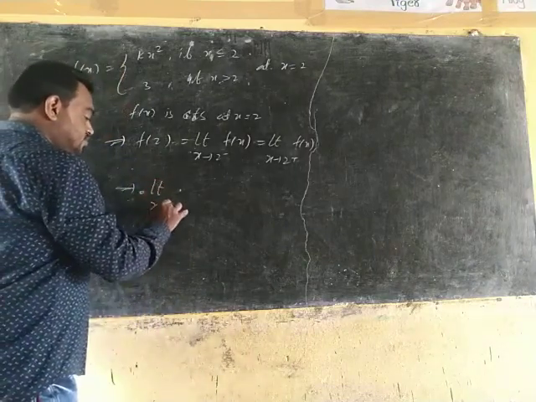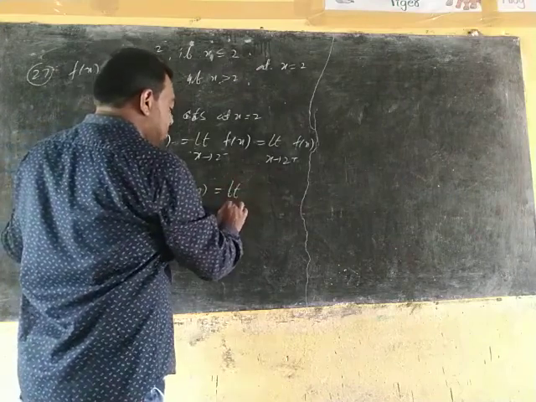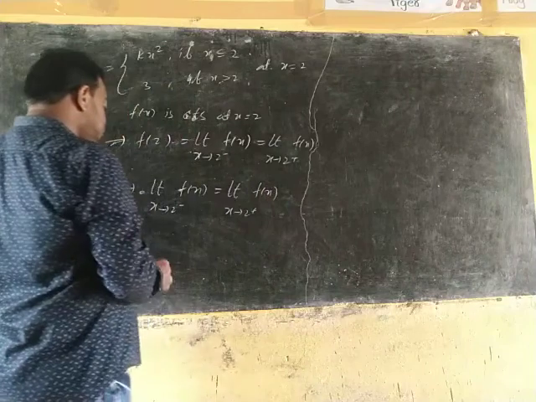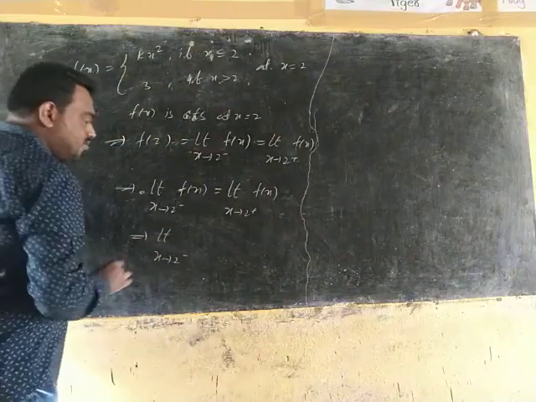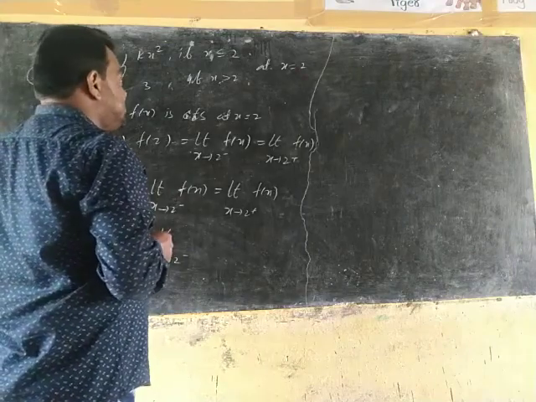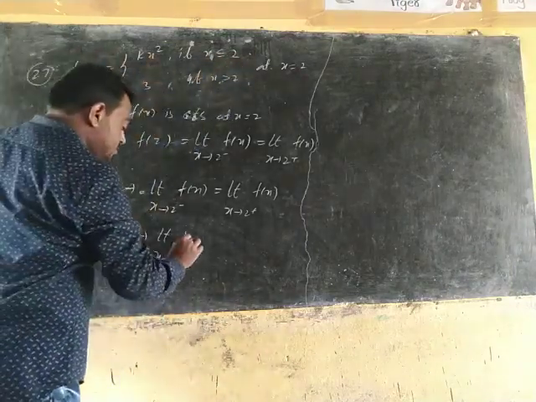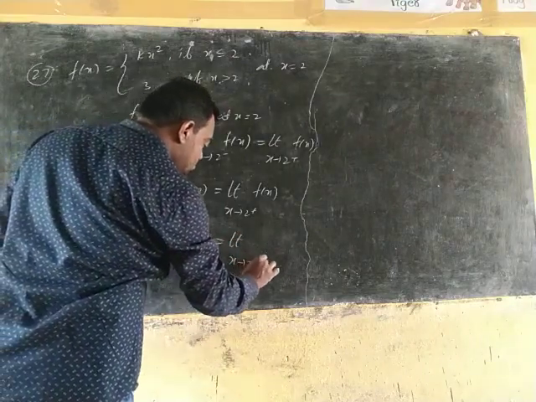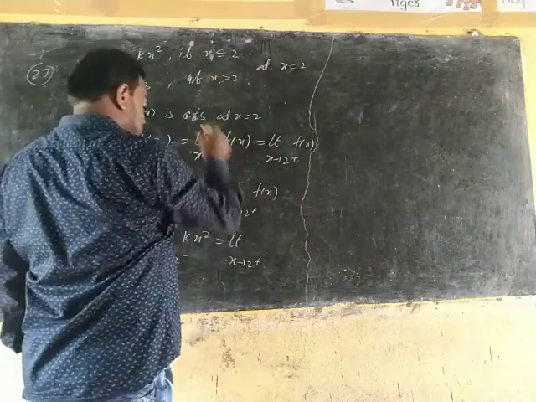Limit x tends to 2 minus of f of x is equal to limit x tends to 2 plus of f of x. That implies limit x tends to 2 minus, where 2 minus means x is less than 2. When x is less than 2, f of x is equal to kx square. This equals limit x tends to 2 plus, where 2 plus means x is greater than 2, f of x is 3.